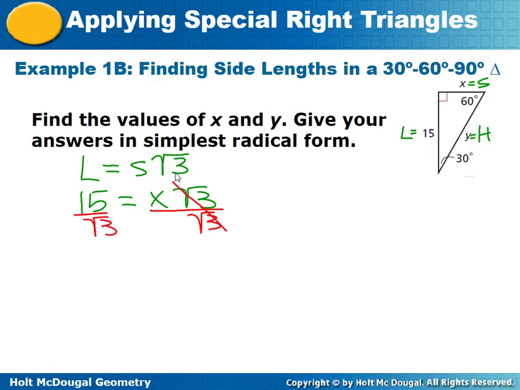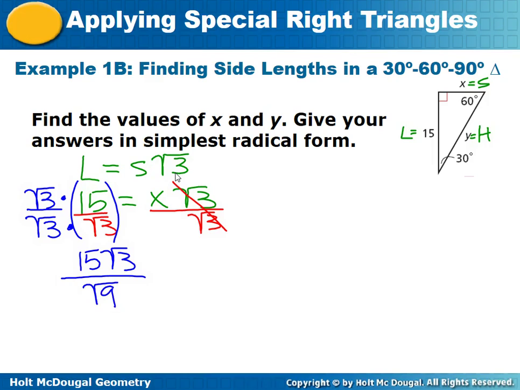And now it's gone from here. Recall that we cannot have a radical in the denominator, so we have to get rid of that radical. We're going to multiply both the top and the bottom by square root of 3. This is what we call rationalizing the denominator. On the top, when we multiply this, we're going to get 15 square root of 3. And on the bottom, square root of 3 times square root of 3 is the square root of 9. We can simplify the square root of 9, so this is going to be 15 square root of 3 over 3.